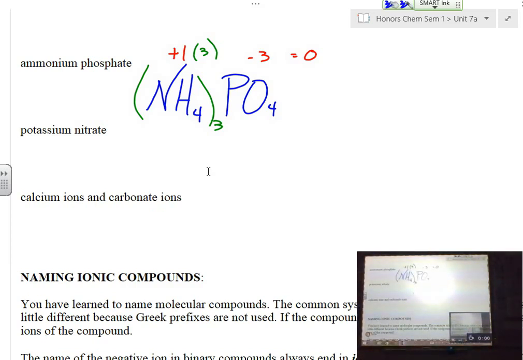All right, potassium nitrate. You gotta be paying attention. So what's K? Good. And nitrate? NO3.